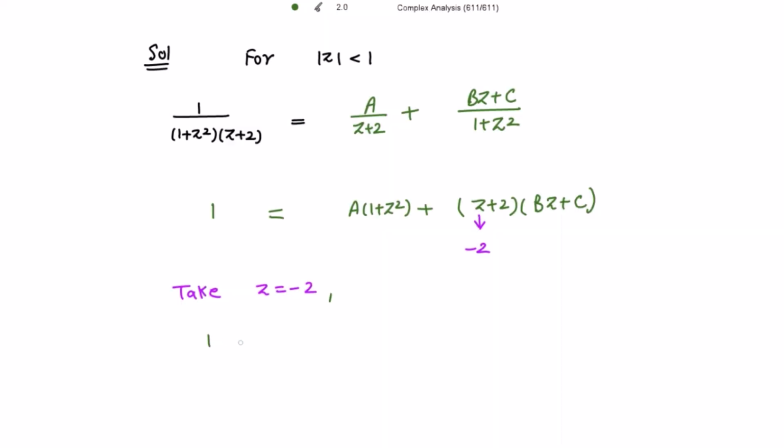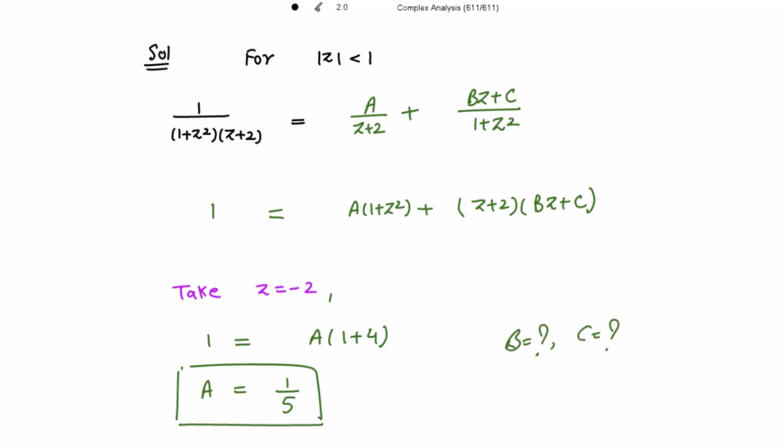We get 1 equal to a into 1 plus minus 2 square, that is 4. So we have the value for a to be 1 divided by 5. And now solving for b and c to get the values of b and c. Let me mark this equation as star.